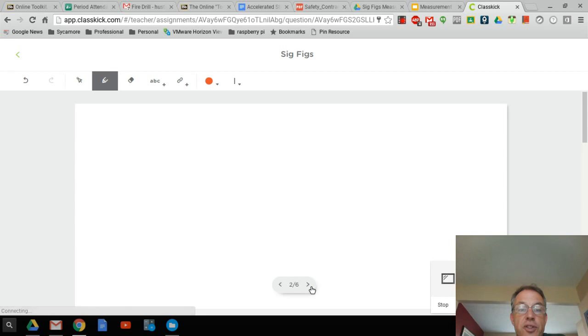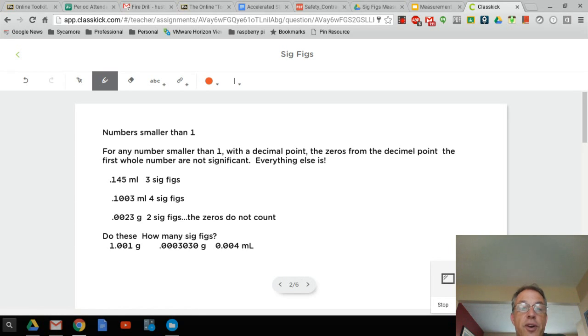Now, what about numbers smaller than 1? Well, for any number smaller than 1, with a decimal point, the zeros from the decimal point to the first whole number are not significant. Usually everything else is. So for instance, this is less than 1. There are no zeros. All those are significant. We're certain of these 2 numbers. This is our one educated guess.